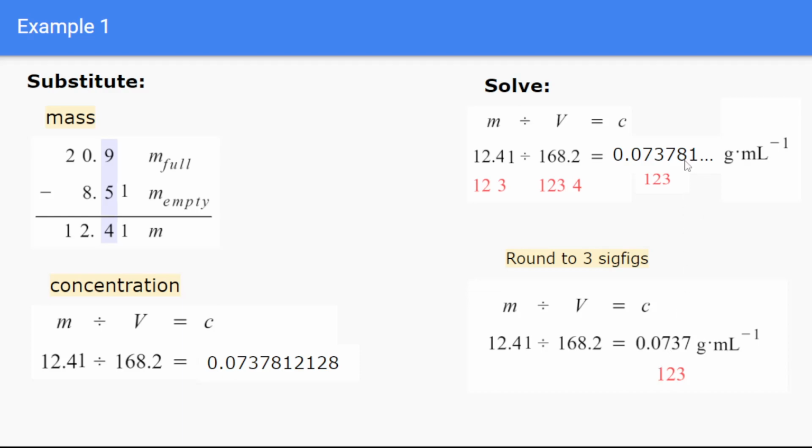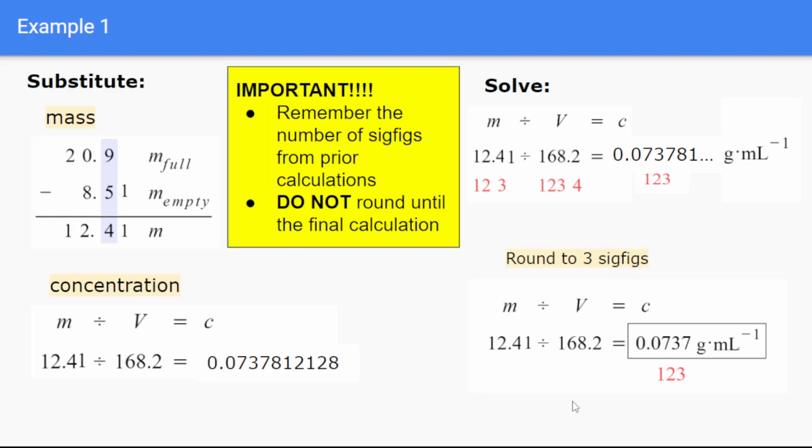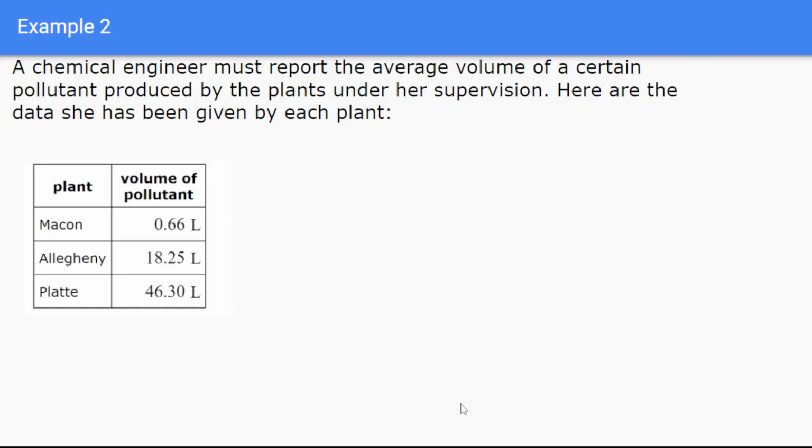And so we cut off the 8 and the 1. That gives us 1, 2, 3 sig figs. And so that's your answer. 0.0737 is your answer. Remember to mark or remember the number of sig figs from the prior calculation, and then do not round until the final calculation.